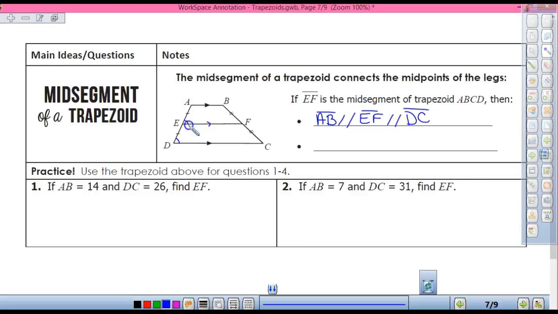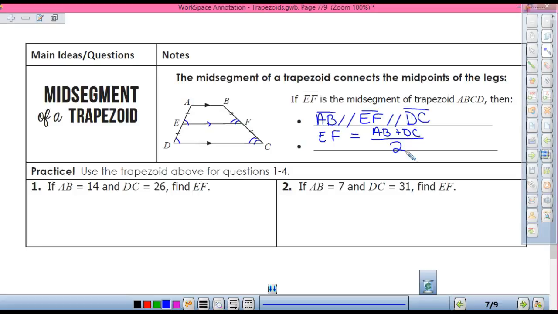what kind of angles do I have right here? Why? What are they called? Corresponding angles. Yep. Same thing up over here. Corresponding angles. Okay. When we're talking length of the mid-segment, EF equals, the mid-segment is going to equal AB plus DC divided by 2. So we have to add up the top and the bottom, divide by 2, equals our mid-segment.